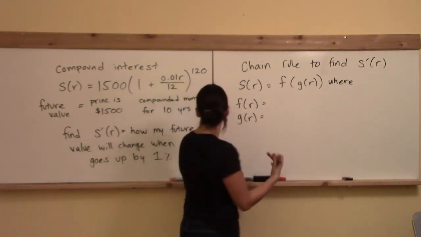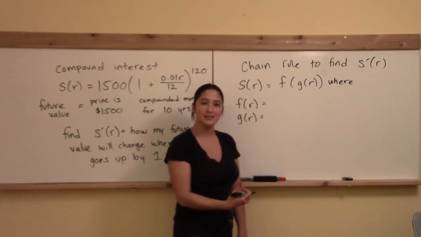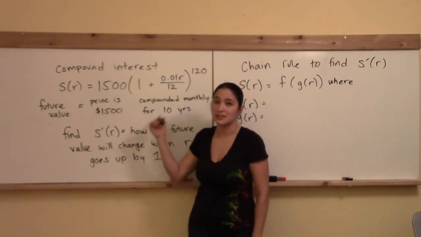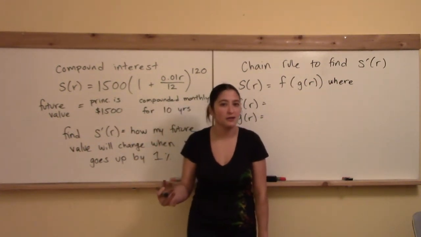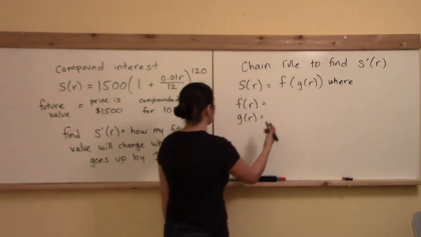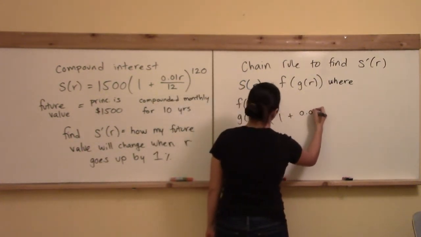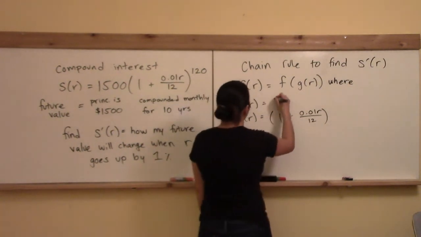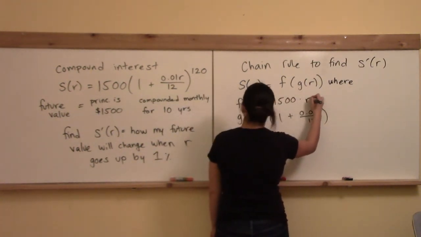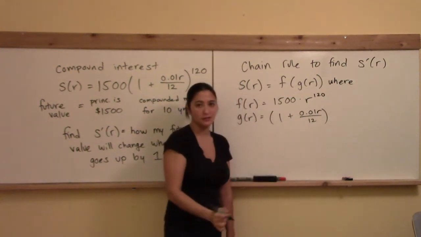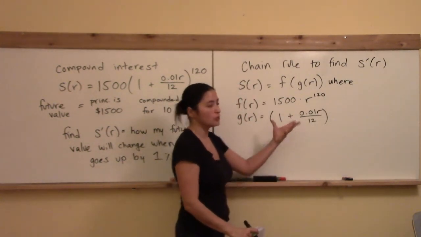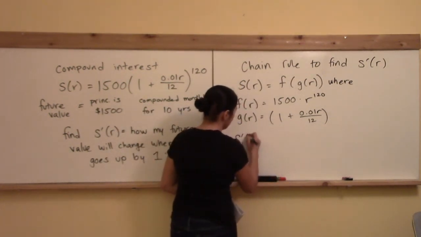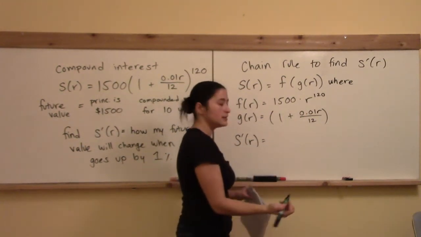Okay, so let's talk about what the outside-inside function is. Inside function is actually easier to start with, because inside function is usually what's inside parentheses. It's as simple as that. Or what's inside a radical if you have a square root. Okay? So what's inside parentheses here? This is what's inside parentheses. Alright, so I'm going to call that my inside function. And then what did I do to that? I multiplied it by 1,500 and I raised it to the 120. So that's my outside function. And if you compose those two things, sure enough, you would get the original statement of the function back. Okay, so in order to get to the S prime of R, we are going to need the F prime and the G prime.